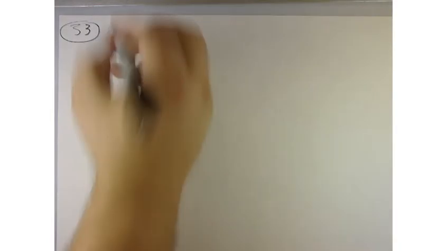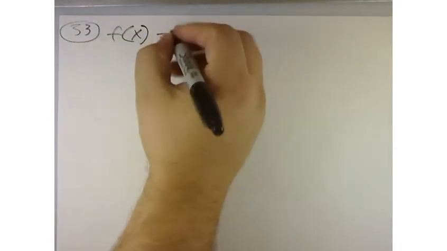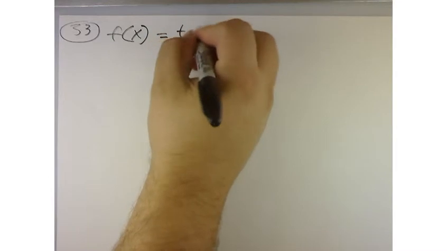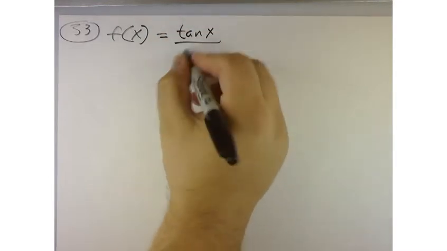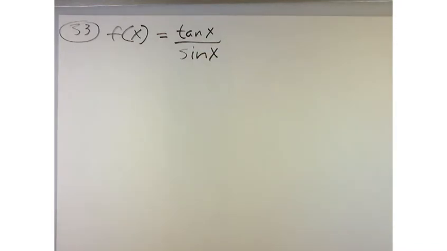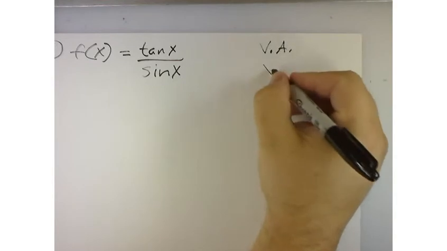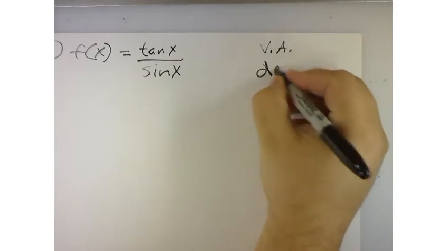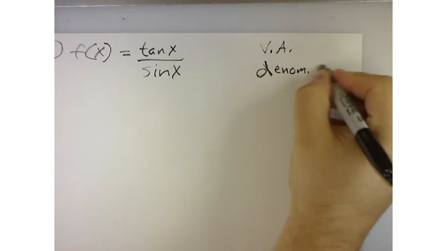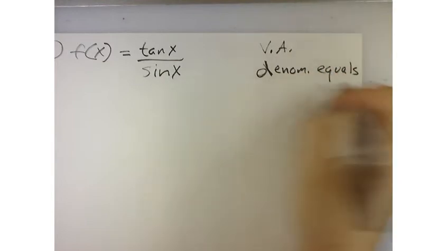Okay, 33. F of x is equal to tangent of x all over sine of x. And we're asked to find the vertical asymptotes of the graph and to describe the behavior from left to right of the vertical asymptote. So the vertical asymptote occurs when what? Vertical asymptotes can occur when the denominator equals 0. Okay?